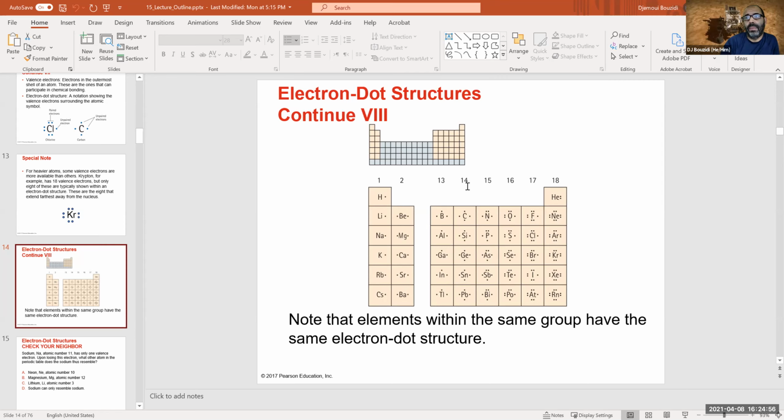Carbon, nitrogen, oxygen, fluorine, and then we go to the inert gases in this case. Same thing, we keep on going. And if you look outside for this entire group, they have the same structure. Polonium is just like oxygen. Okay, bismuth is just like nitrogen, and so on and so forth.